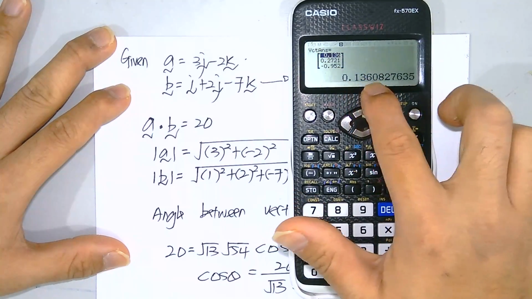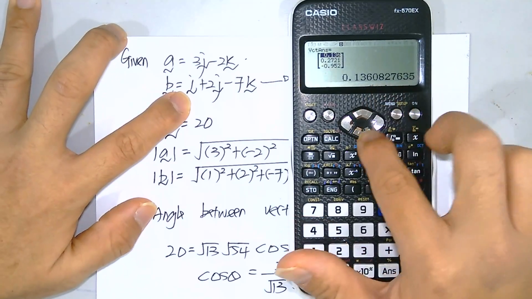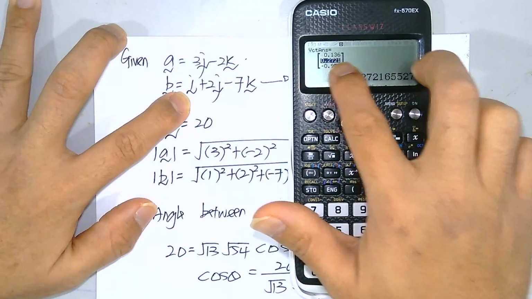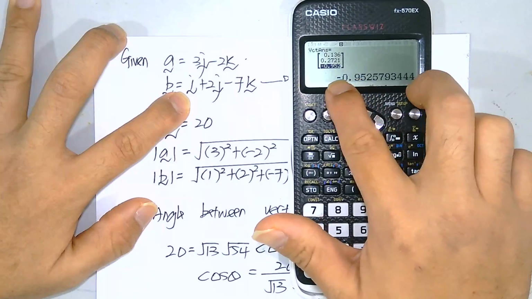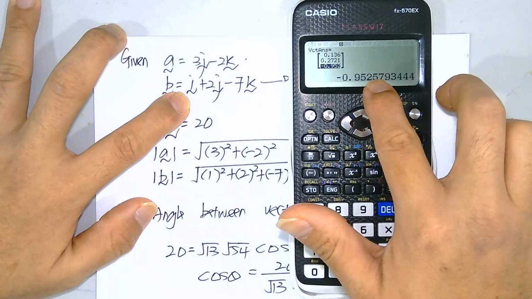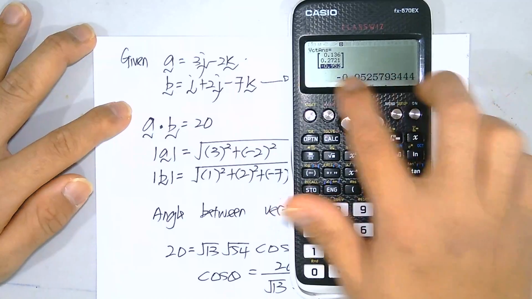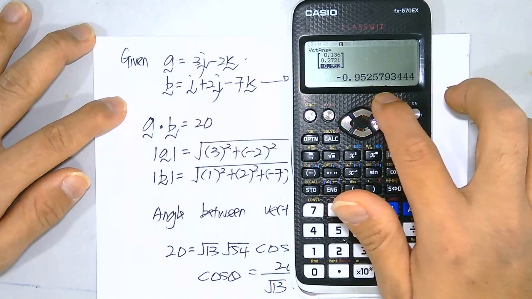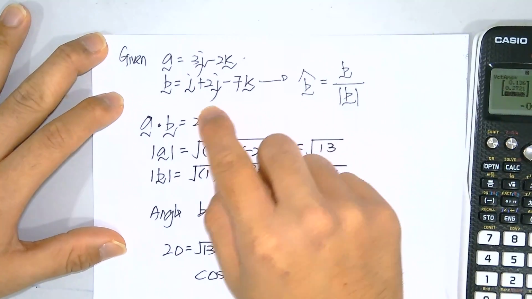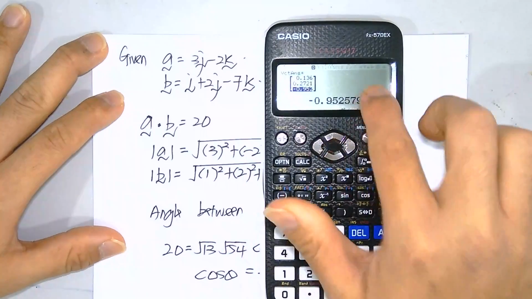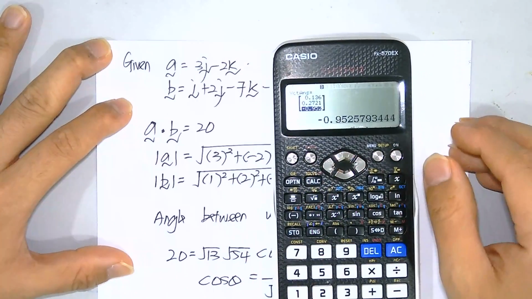Which means 0.136i plus 0.2721j and negative 0.9525k, right? But this is in decimal form. Actually, when you do it, you will give it in exact form, but never mind. This is just helping you to find the answer.